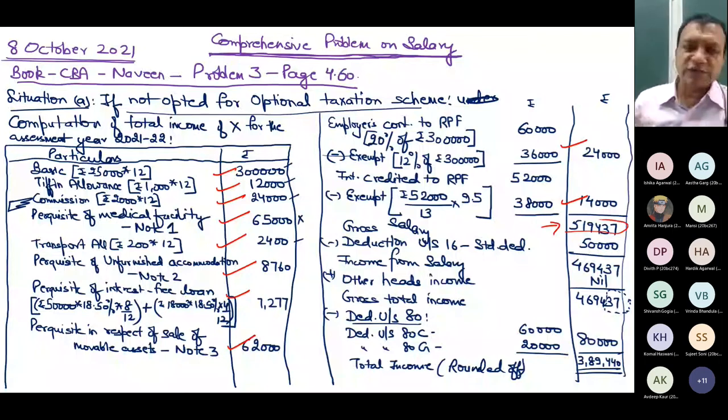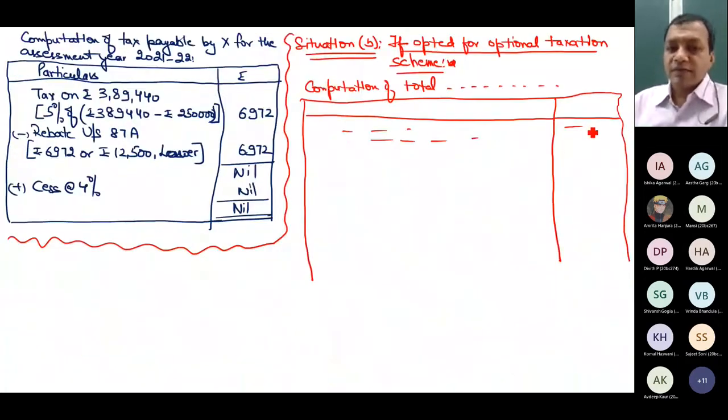I have discussed with you the theory also of optional taxation earlier, that which benefits will be foregone. So in the exam you have to write the entire question. Till gross salary there is no change in this question. 519,437. So first you will write everything. Then I will start from this point.